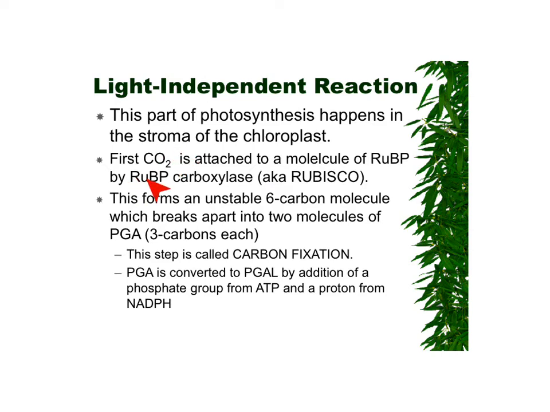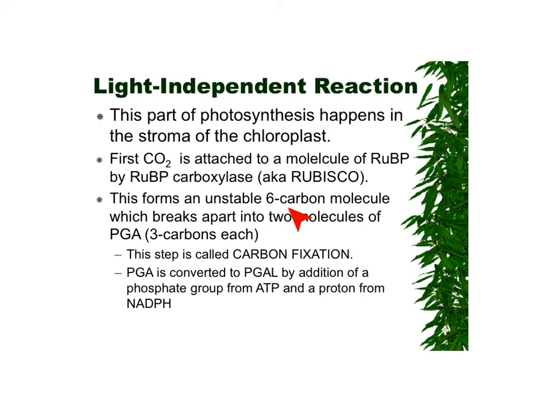The first thing that's going to happen is carbon dioxide gets bonded to a molecule of something called RuBP, ribulose biphosphate or ribulose bisphosphate. And it's going to be attached to this molecule of RuBP by an enzyme called RuBP carboxylase, and its nickname is Rubisco. So you'll hear people talking about Rubisco. That's the enzyme that's going to attach the carbon to the RuBP.